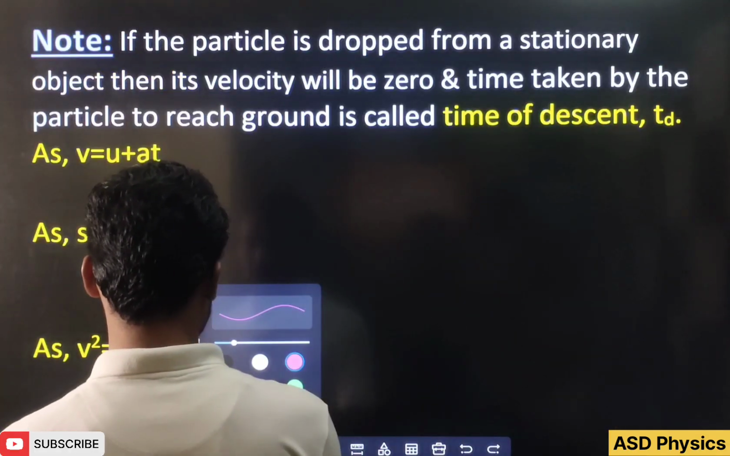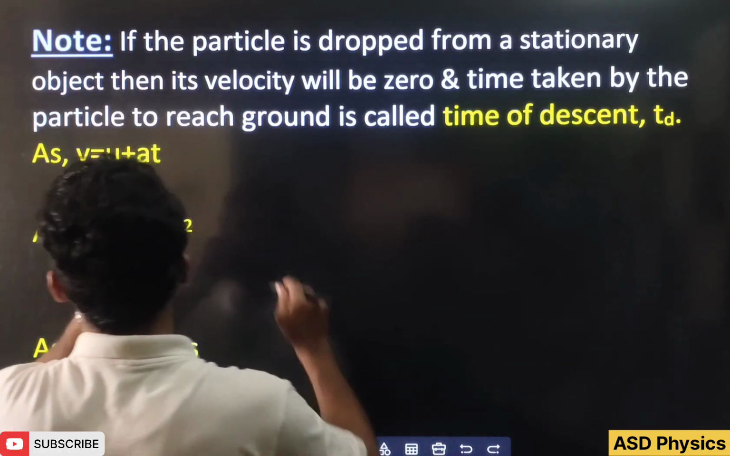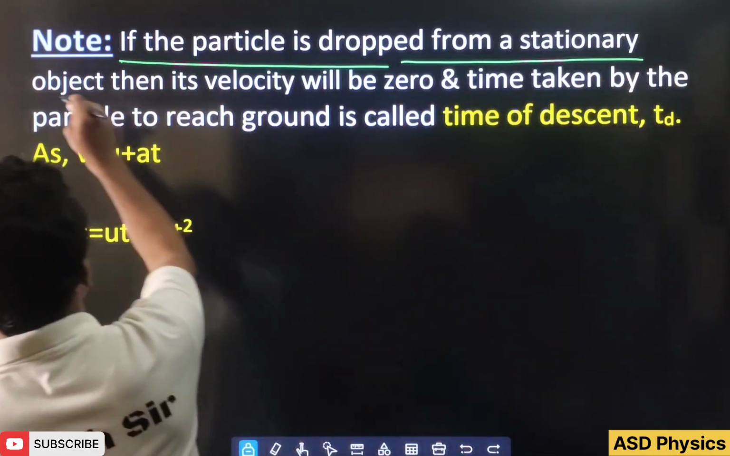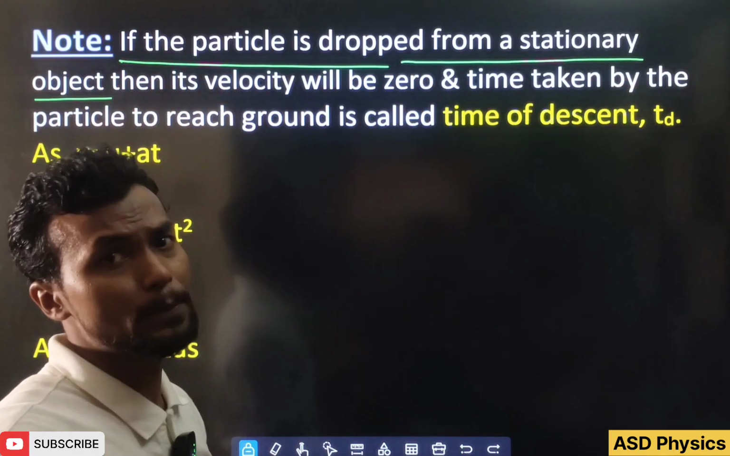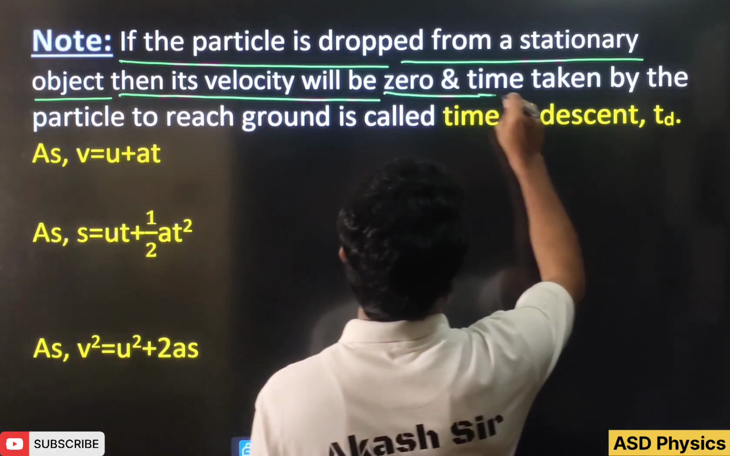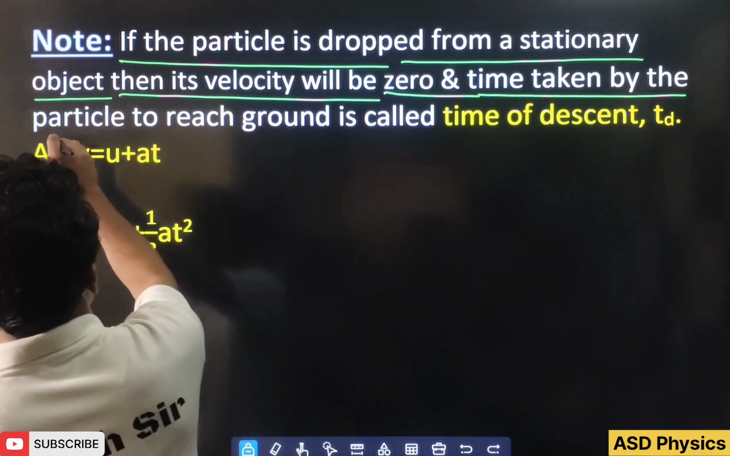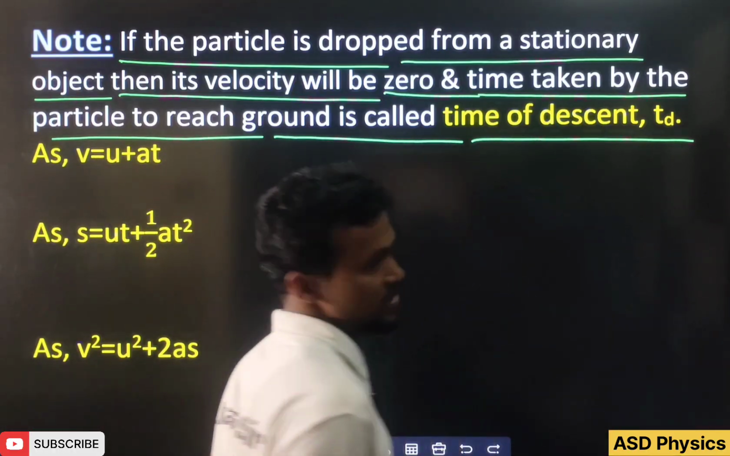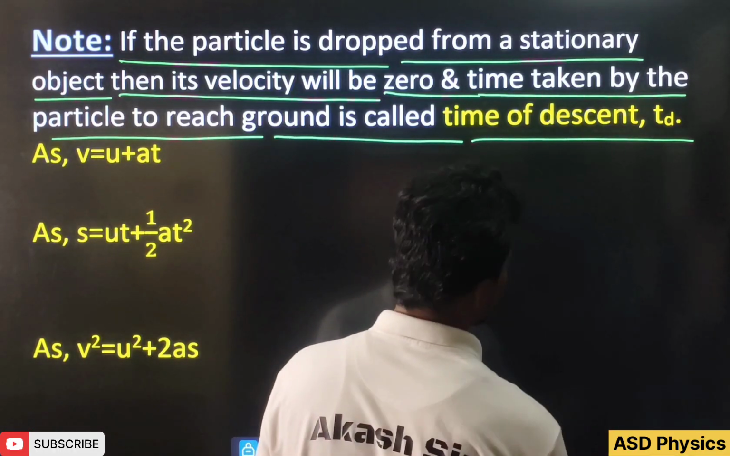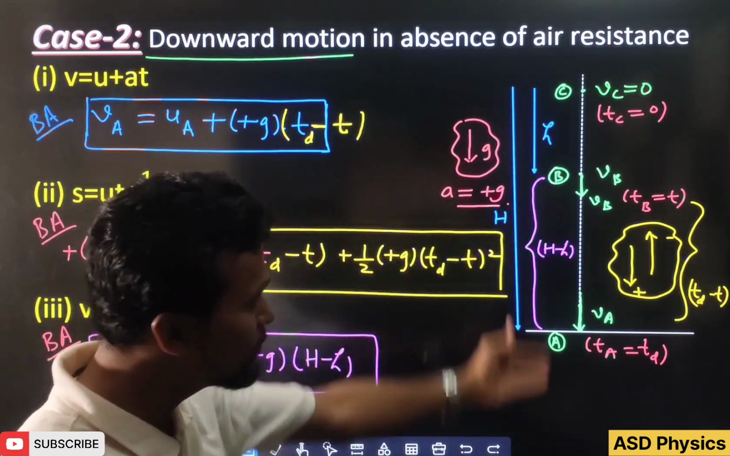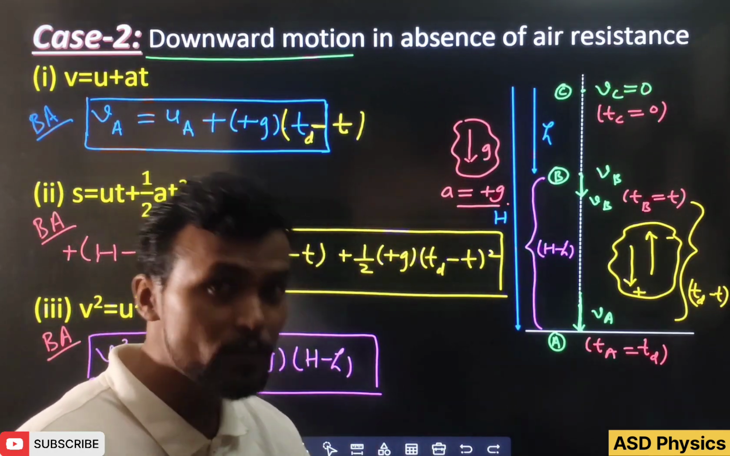Now students, after that, what are we going to do? As I have told you, let's see under the note what is given. If the particle is dropped from a stationary object, as I have told you, some building or tower, then its velocity will be 0, and the time taken by the particle to reach the ground is called time of descent. Now I am going to use the equation of motion. Why are all these things coming? Because I am following one kind of symmetry that will be useful later.